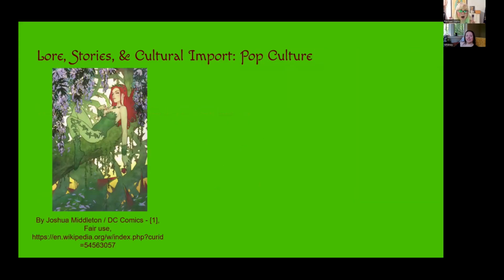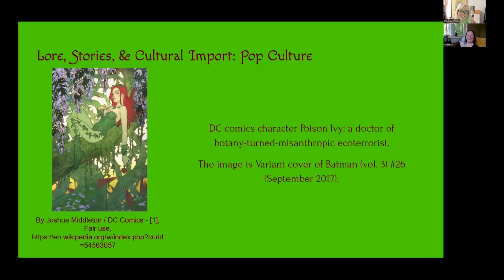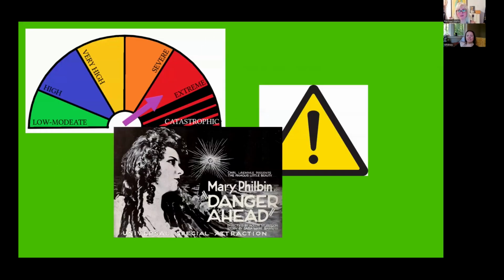So then in pop culture, of course, this is a comic. This DC Comics character is Poison Ivy, and she's a doctor of botany turned misanthropic eco-terrorist. And the image is a variant cover of Batman Volume 3, number 26 from 2017. I gave credit where credit was due. So there you go.